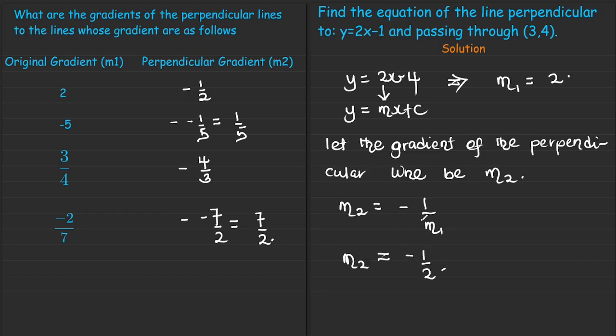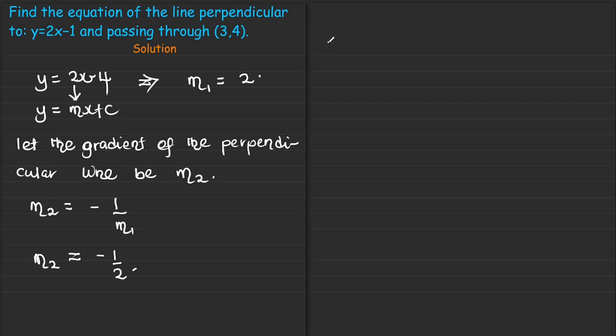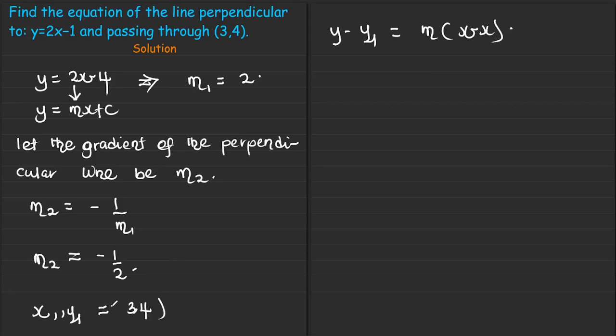So what do we have now? We then have our gradient, that is the gradient of the line, and at least a point that the line passes through. So using the point-slope form, we can solve for the equation of the line. Hence, we have y minus y1 equals m into bracket x minus x1. And take note, x1, y1 is from the (3, 4). And we have our gradient right from here.